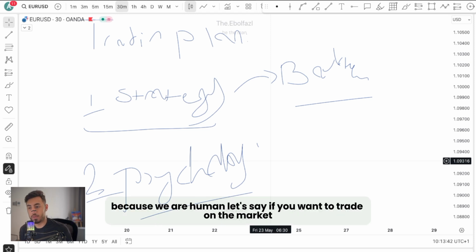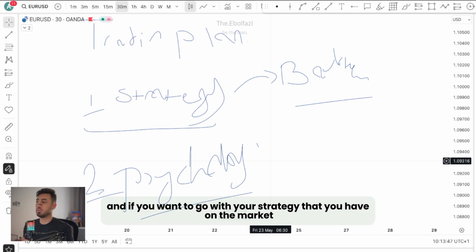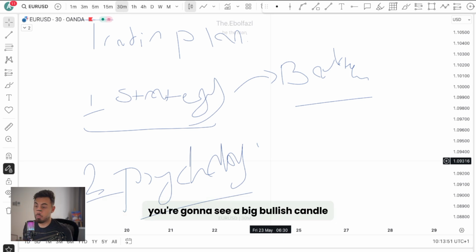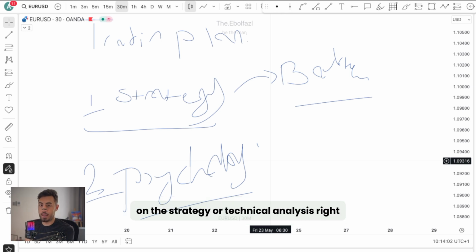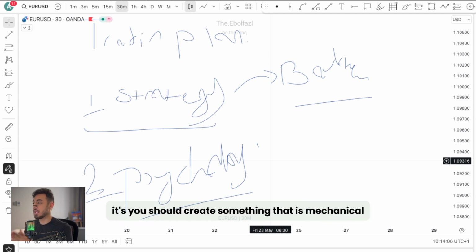For strategy, because we are human, let's say you're on the live market and you want to go with the strategy you have, and you see a big bullish candle. You're going to hesitate on the decision here. You're going to forget the strategy that you had, or you're going to be confused. Once you get confused, you're going to make a stupid decision in your approach to the strategy or technical analysis, right?